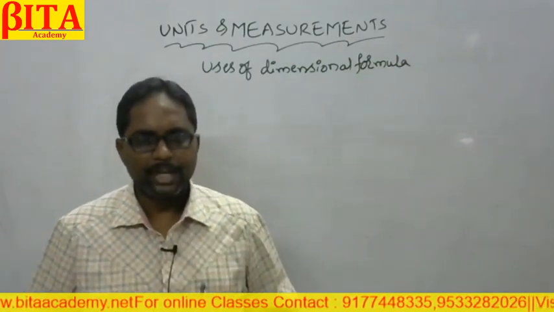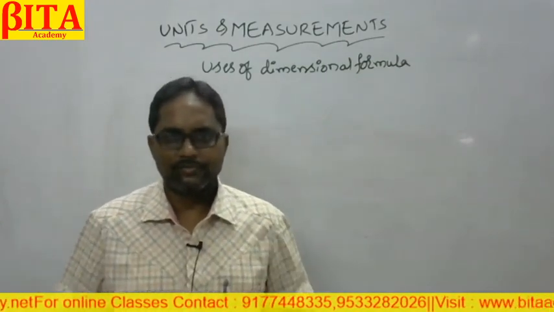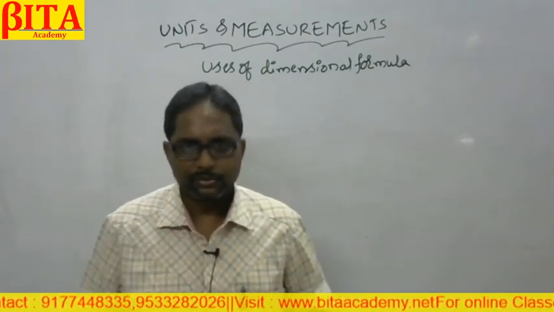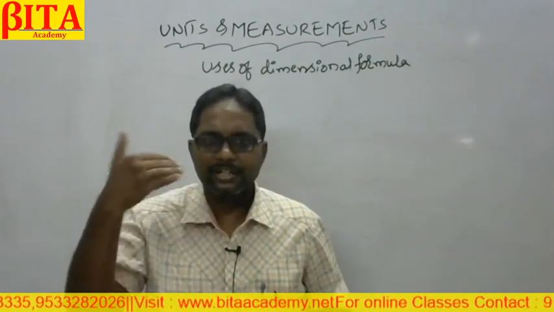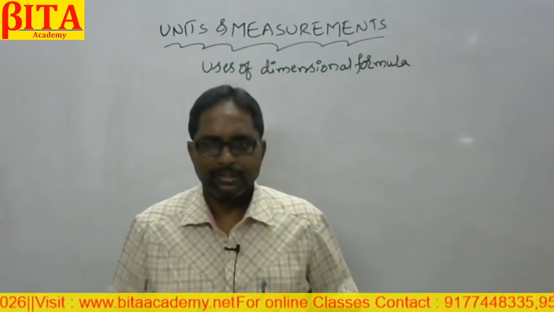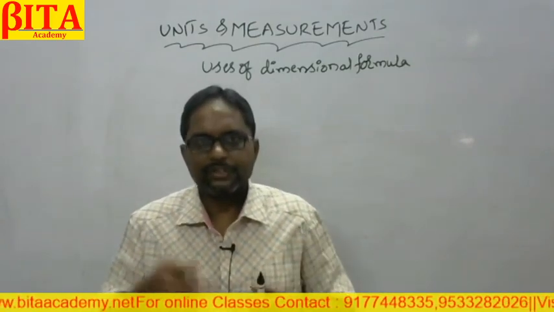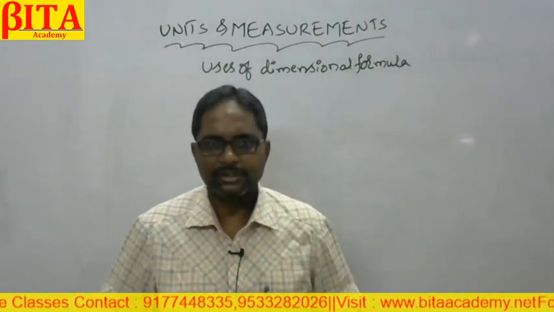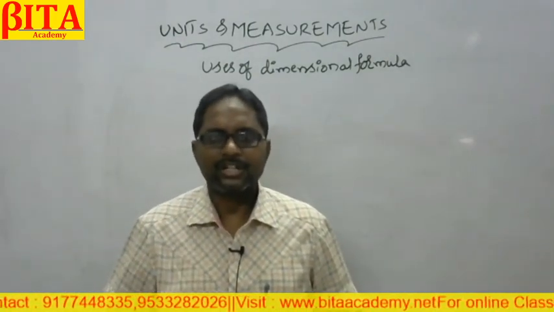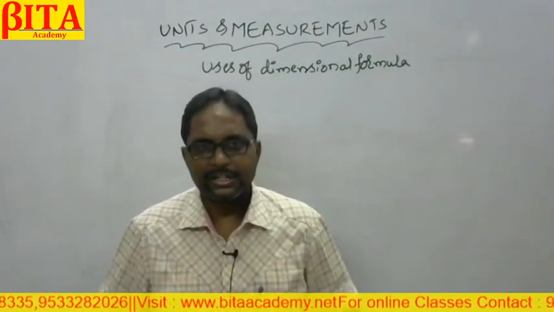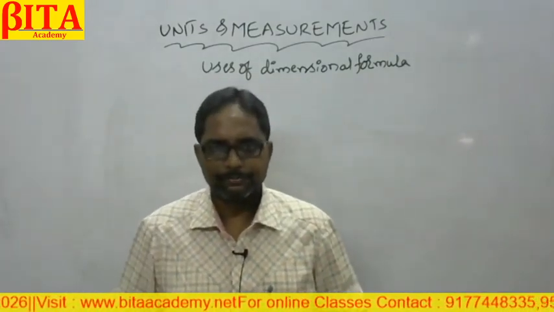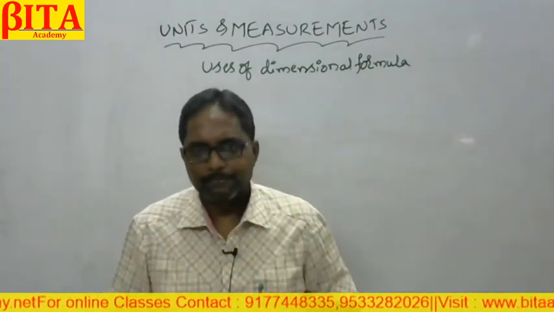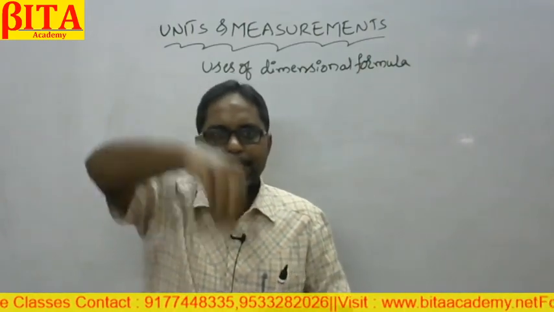To understand the dimensional formula, you must have an idea about physical quantities. Generally, you know that physical quantities are classified into two types: fundamental physical quantities and derived physical quantities. Fundamental physical quantities are the quantities which do not depend upon any other physical quantity, so they are independent physical quantities. Whereas derived physical quantities are those which depend upon the fundamental physical quantities. So definitely some difference is there.